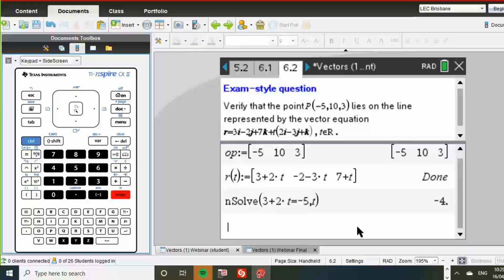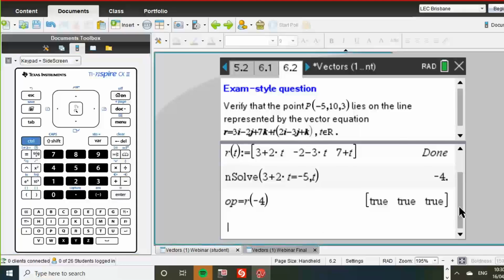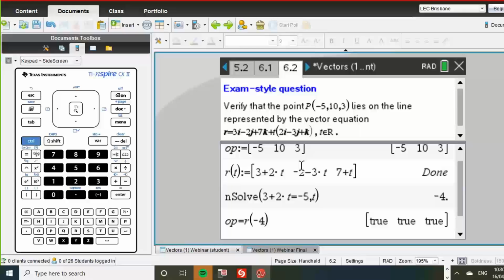To verify that this point lies on the line, we could type in OP and set that equal to r(-4), and if we press enter, we get true, true, true. If you get a row vector that says true, true, true, it means that t equals -4 satisfies the j component equation and the k component equation, and so therefore we have verified that that point lies on that line.